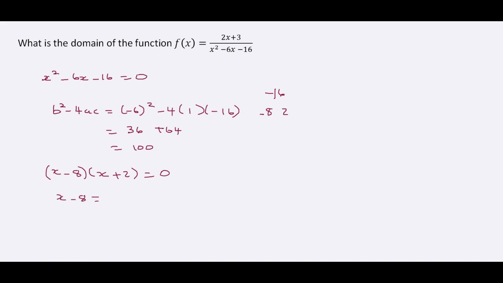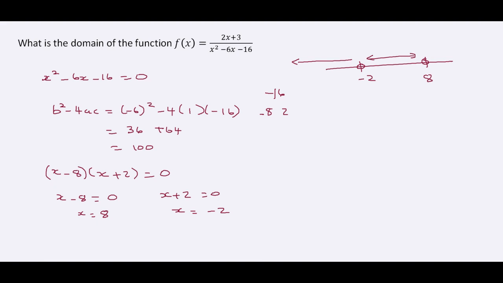x minus 8 equal to 0, we have x equal to 8. x plus 2 equal to 0, we have x equal to negative 2. And so let's put out our number line. We have negative 2, and then we have 8. So we're going to have all the values here from negative infinity to negative 2. We're going to have an asymptote here, which will not be a valid point. This also, 8 will not be a valid point. And then we have every value after 8.